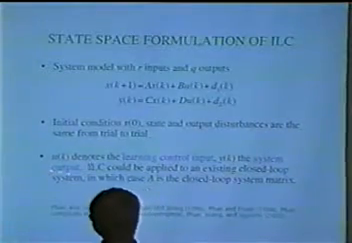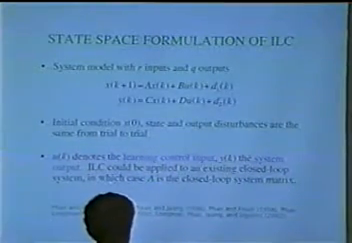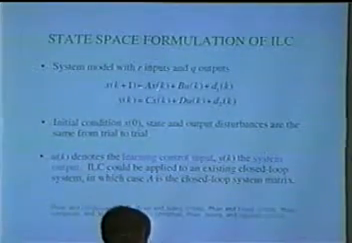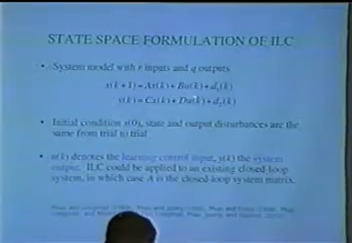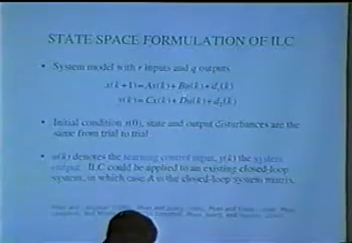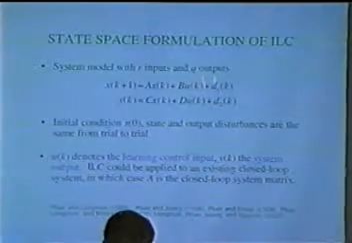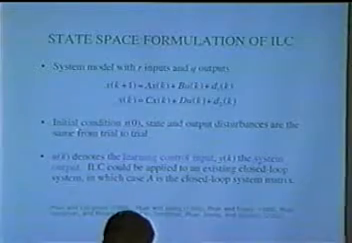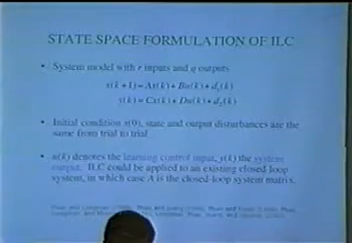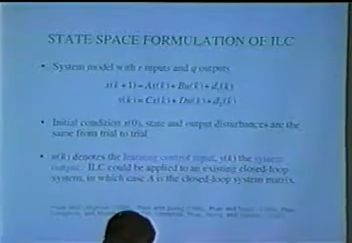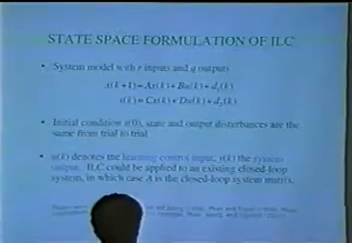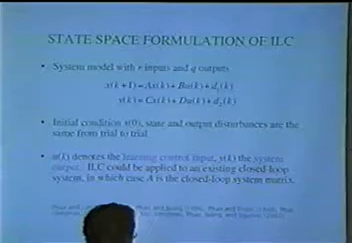Learning control could be applied to an existing closed loop system, in which case this A matrix becomes a closed loop system matrix, and it has the existing feedback controller in it. Okay, so it looks like an open loop, because learning control is essentially open loop, but it can apply to a closed loop system. That's what we normally apply a learning controller to, a robot or something, where there is already a built-in feedback control system.